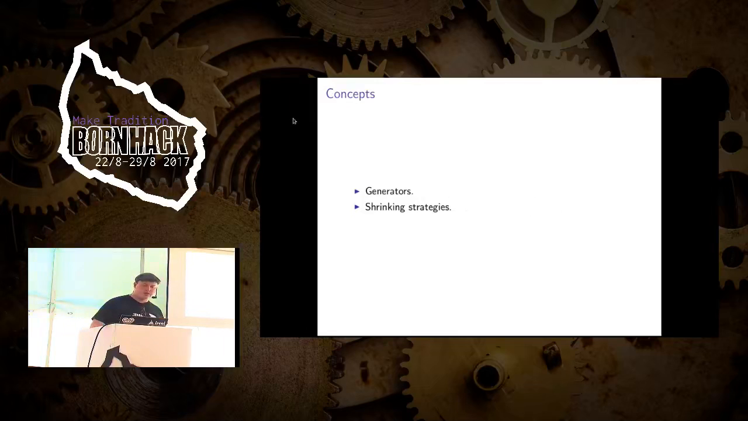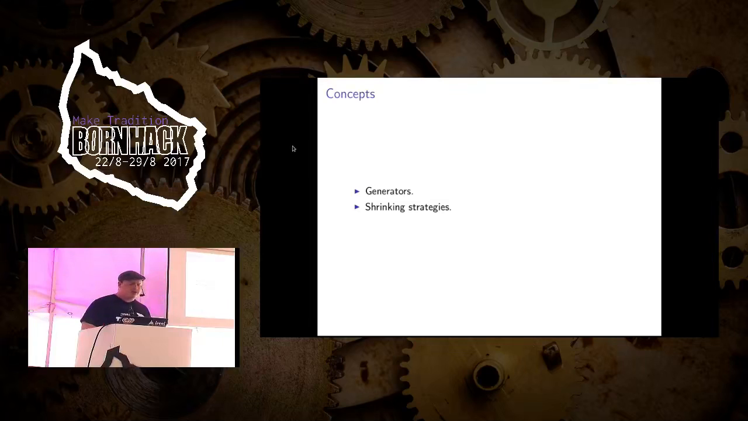So there are some concepts we need to be familiar with before we begin. We have these things called a generator, and we have something called shrinking strategies. And those two things are tied together. A generator is basically a way of generating random values of a given type. It can be a string, it can be a list, it can be an integer. And usually these generators should be able to compose. So you should be able to say, I want a generator of a list of integers, or a list of integers or strings, and so on.